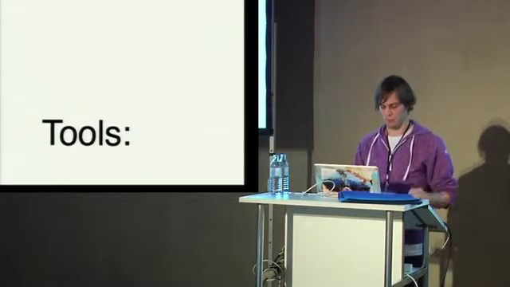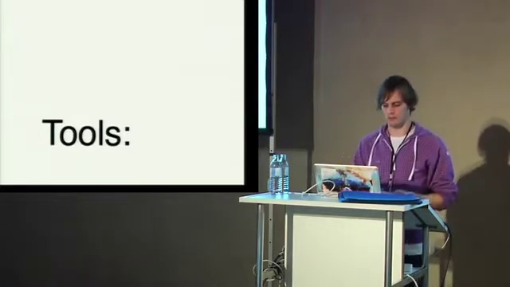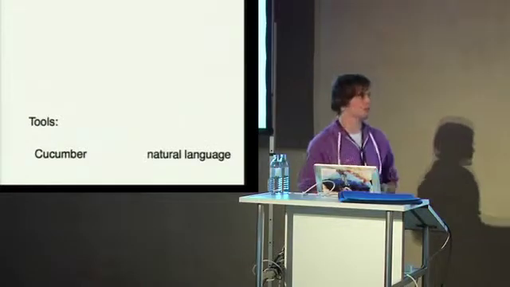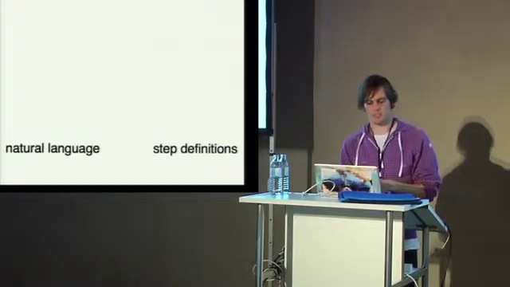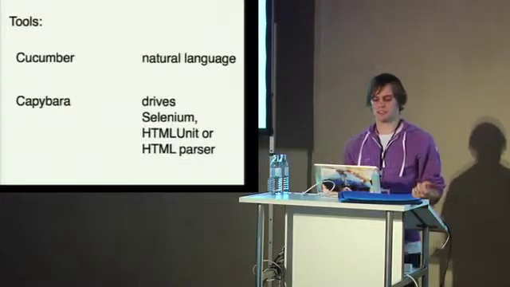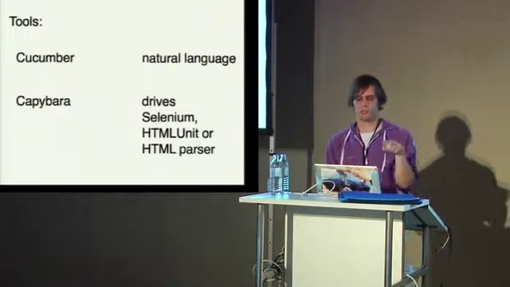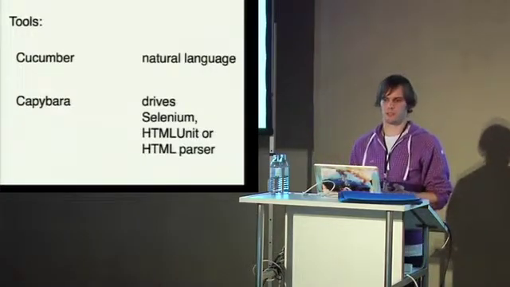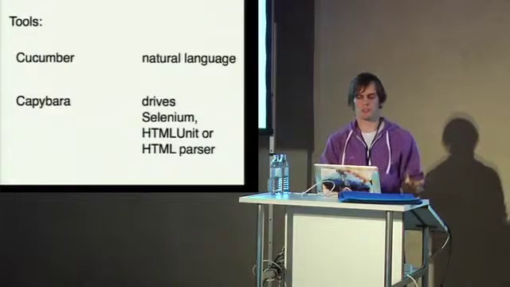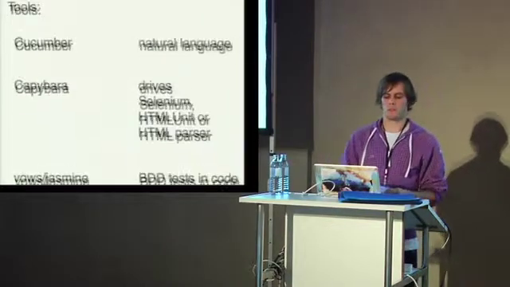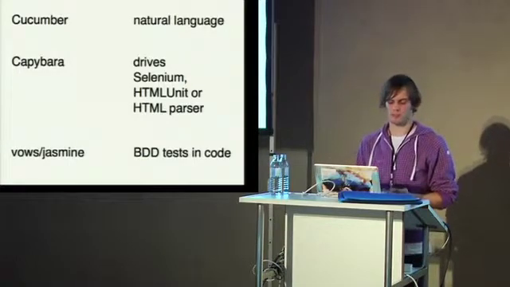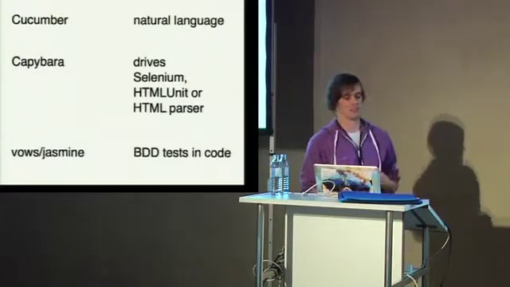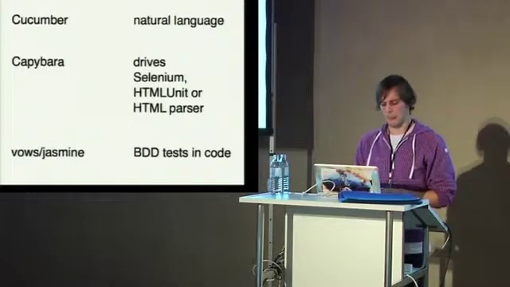So tools, just to recap. Cucumber allows you to write tests in natural language, and then you write those step definitions, which map the natural language to the implementation. Capybara is written in Ruby, and allows you to drive all these tools that can run your tests in different environments, from browsers to just in process, whatever you want. You can use those kind of BDD unit testing tools like Vals.js to test your code on a unit level.